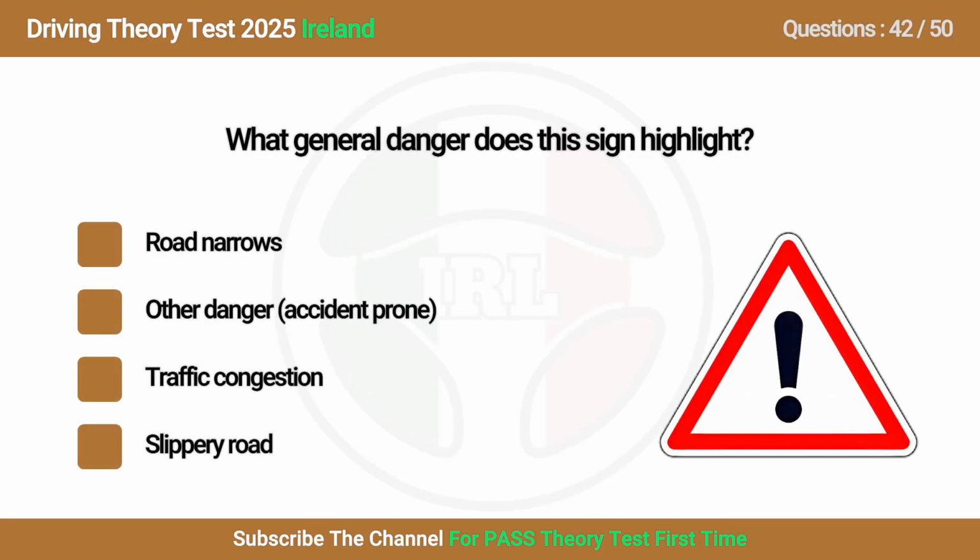What general danger does this sign highlight? A. Road narrows. B. Other danger, accident prone. C. Traffic congestion. D. Slippery road.